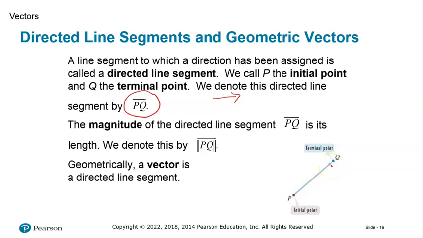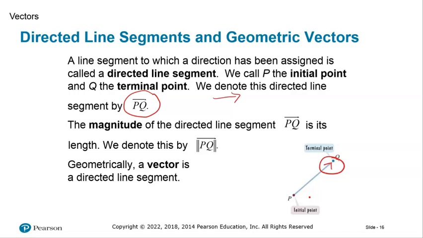The arrow is only to indicate which direction it's going. And it does matter if the arrow is on this end, which it is in this case, or if it happened to be on the other end down here at P. Those are two different directions, okay?